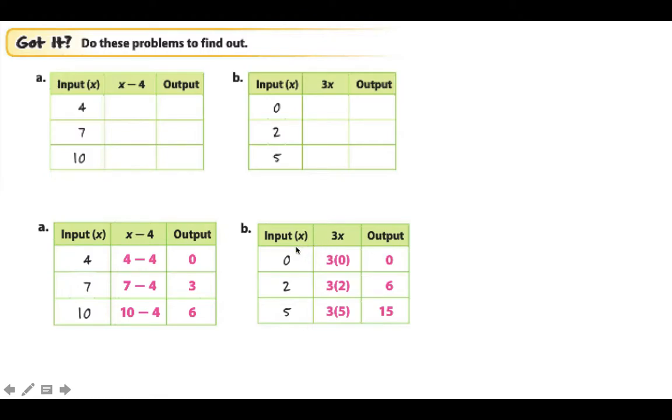In B, our input values are 0, 2, and 5. Our function rule is 3 times the input value. So 3 times x is what we're doing here. So for every x, we're going to replace it with our input values. 3 times 0 gives us an output of 0. 2 times 3 gives us an output of 6. 3 times 5 gives us an output of 15. So when x is 0, the output is 0. When x is 2, the output is 6. And when x is 5, the output is 15. These are our dependent values or our output values.